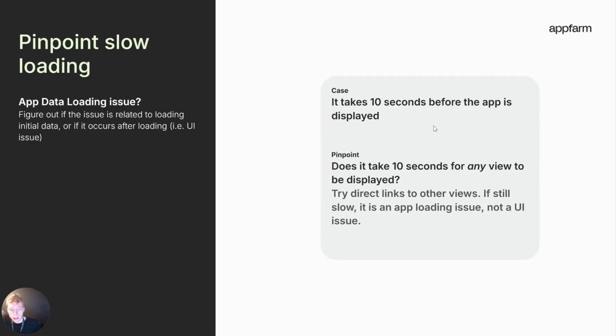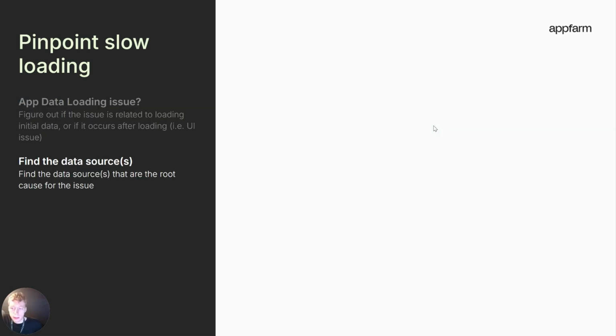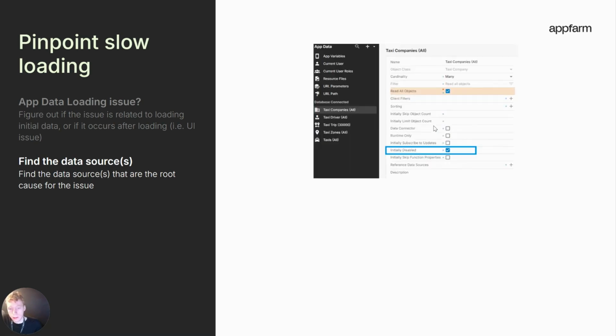If it's an issue with the loading of data, for instance, it takes 10 seconds before the app is displayed. Maybe you could try a direct link to a different view on upload instead of the default view that you're currently using. If it takes the same amount of time, then it's a data issue. But if it's much quicker in this case, then it's an issue with the UI in the first view. Once you've identified it's a data loading issue, the next step is to identify the data source or the data sources that are contributing towards this slow loading.